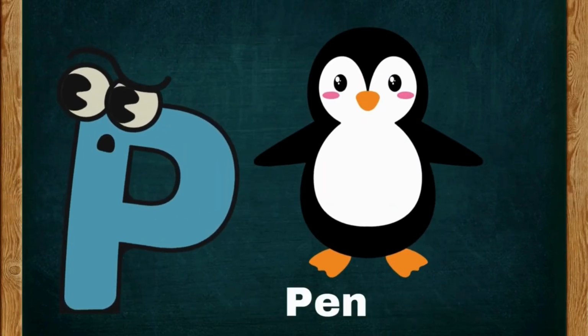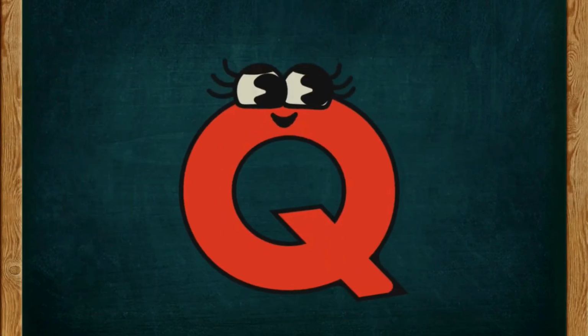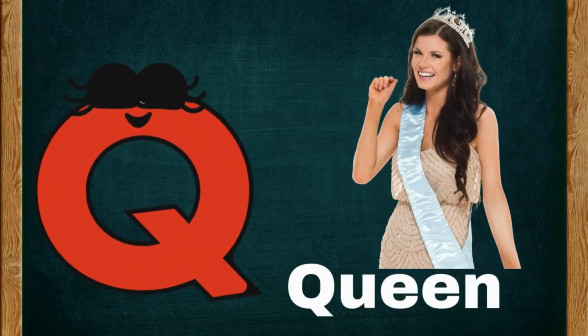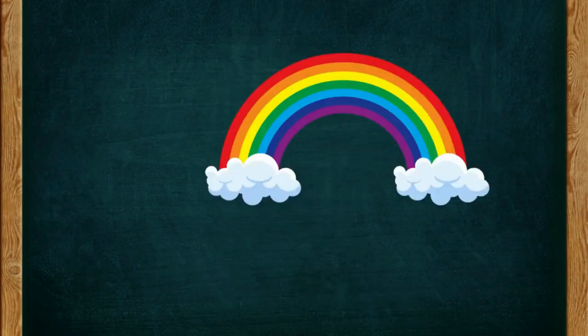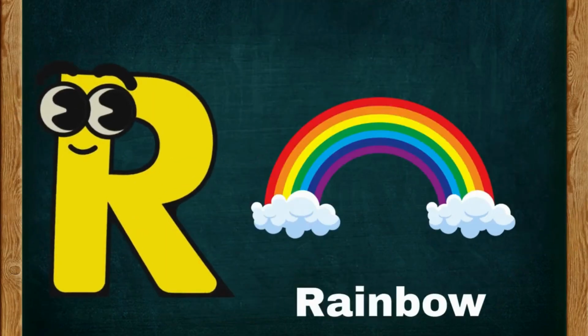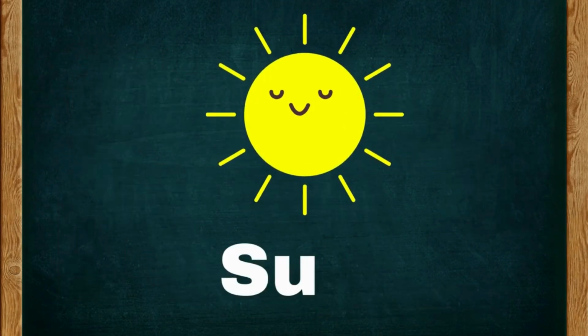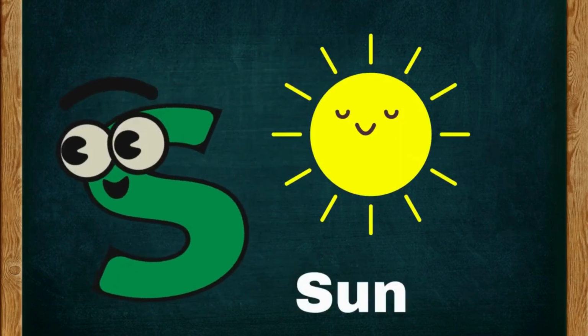Q is for queen. R is for rainbow. S is for sun.